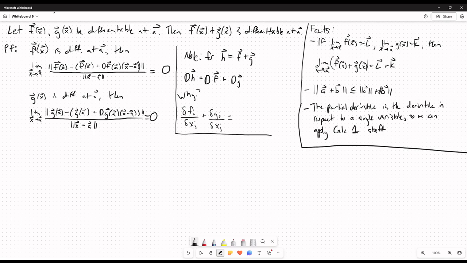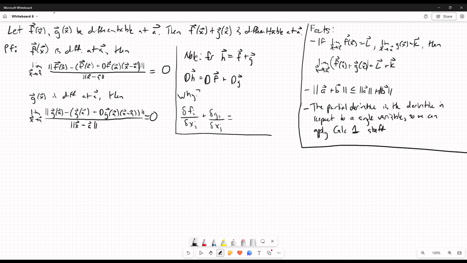We have the triangle inequality that says that the magnitude of a plus b is less than or equal to the magnitude of a plus the magnitude of b. And lastly, we're going to use the fact that the partial derivative of a function is the derivative with respect to a single variable. Because that's the case, we're able to apply everything we know from Calc 1 about derivatives of functions to partial derivatives. We need to do a little bit more work if it's the rate of change with respect to multiple variables, but the good news is partial derivatives are only with respect to a single variable. So, without further ado, let's go ahead.